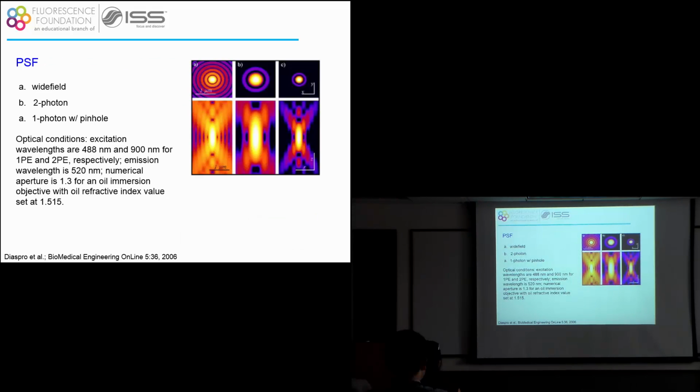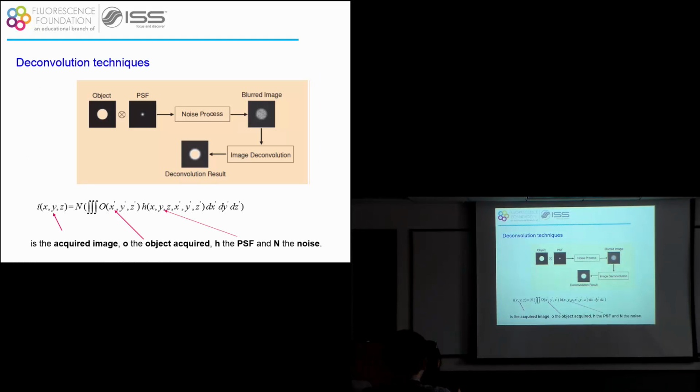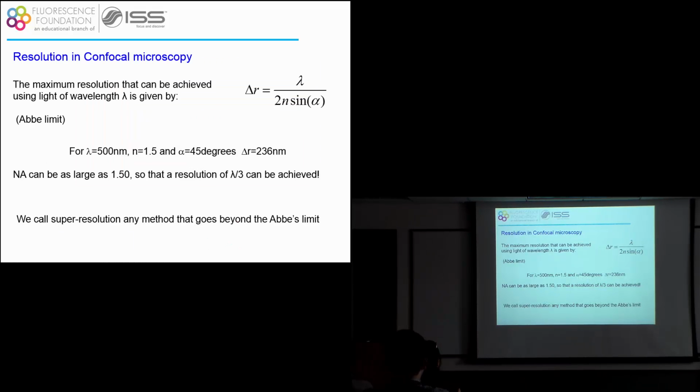This is important when we need to characterize our excitation volume, and we need to apply what is called a convolution technique. These are some examples of point spread function for a standard illumination for a fluorescence microscope, for a 2-photon and a 1-photon with the pinhole.